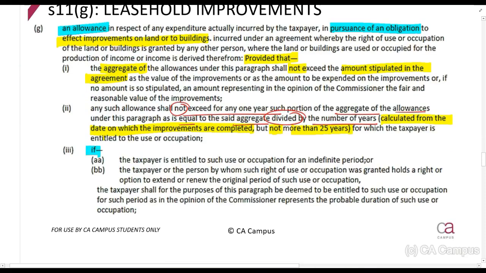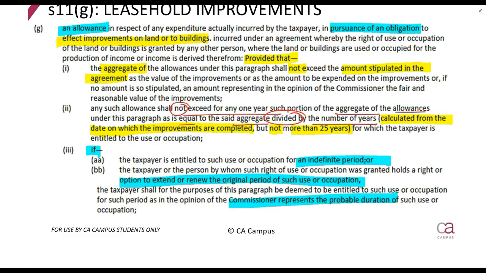Right, then they tell you if you have an option to extend the lease, or if you can have it for an indefinite period, so they mean basically for ever and always, the commissioner will use the probable duration. So what they're trying to say here is, if I enter into a lease agreement where I say I can now forever and always lease it, then the commissioner will say, okay, we're going to assume that's 50 years or 100 years, whatever the case may be. That's what they will do.